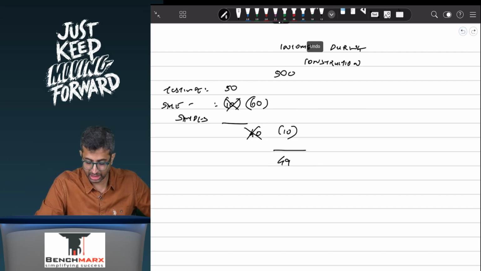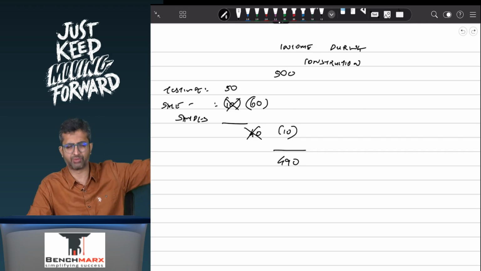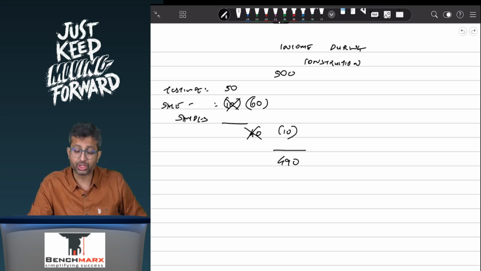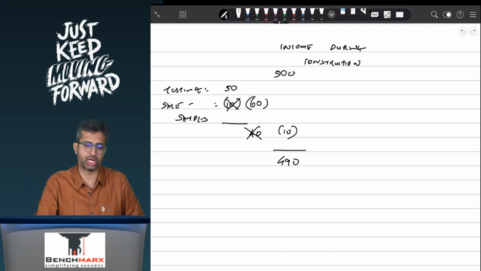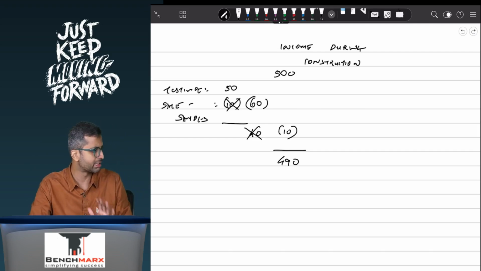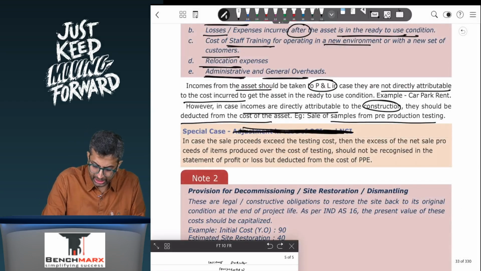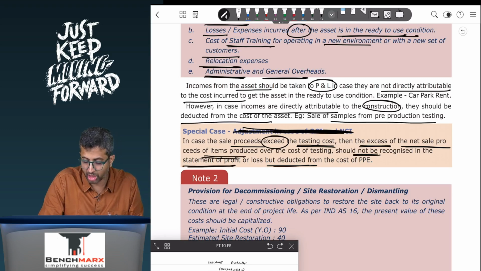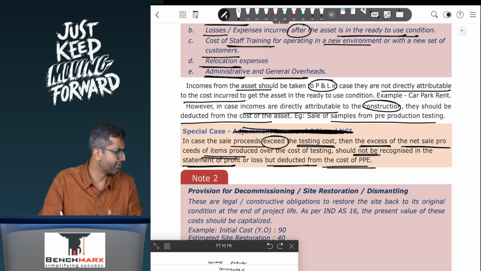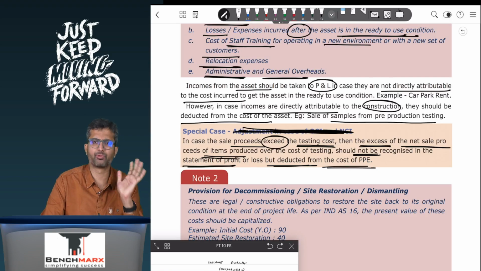What you will get at maximum is that your overall construction cost of the asset was 500. Over and above that, you did testing of 50 rupees pre-production, sold samples at 60 rupees, in which case the net 10 would reduce the overall cost of the asset and hence 490 will be the cost. Is everyone absolutely clear with this special case? Okay. In case the sale proceeds exceed the testing cost, then the excess of the net sale proceeds of these items over the cost of testing should not be recognized in the P&L but be deducted from the cost of the PP&E. Are we clear with this? So this is a special case for incomes.